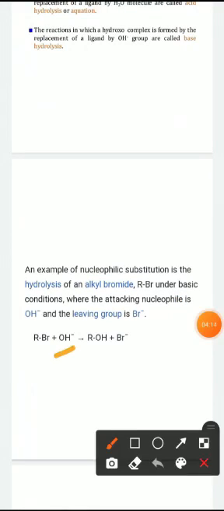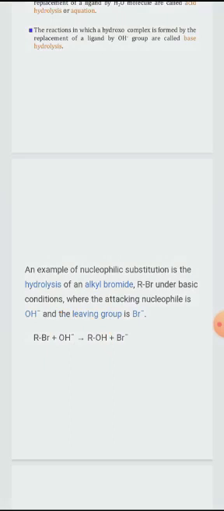For example, we see here the example of nucleophilic substitution hydrolysis in alkyl bromide. When alkyl bromide reacts with the hydroxyl ion, bromine is a leaving group; it will leave and we will gain alkyl hydroxide as a product.